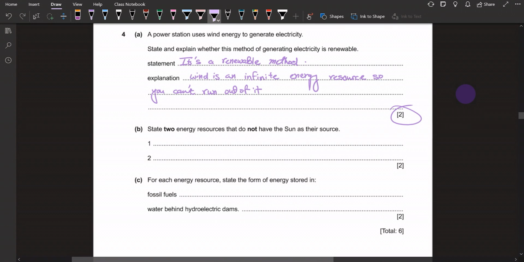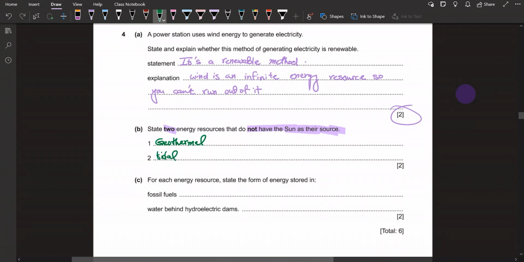Part B says state 2 energy resources that do not have the sun as their source. So we have many examples. If you have read the textbook, you know that we have many examples. We can write 2 of them. So geothermal is one of them. And the reason it doesn't have sun as the source is because it includes the process of decay of radioactive particles in Earth's core. So if you're not familiar with this, go read the textbook again and try to solve the past paper again. For the second energy resource we can write tidal energy.